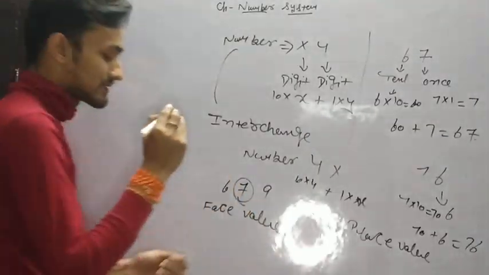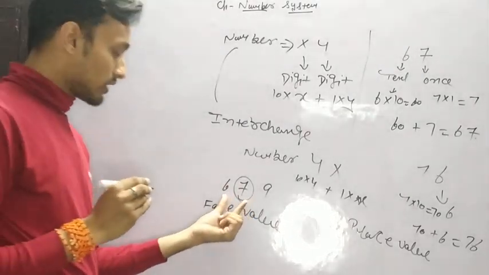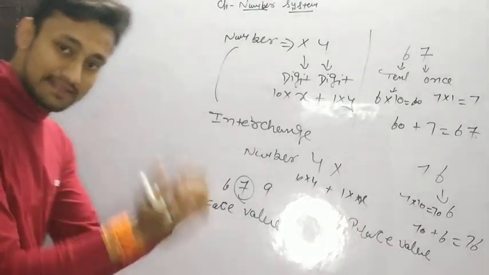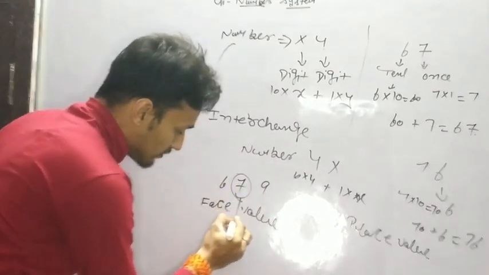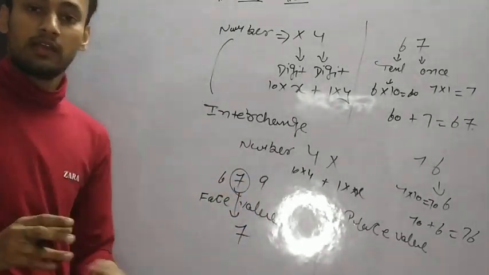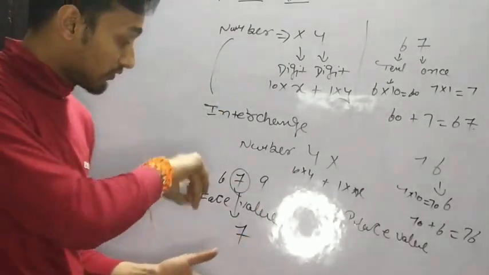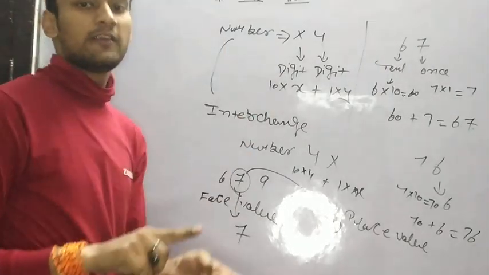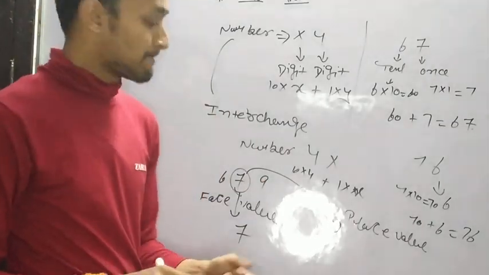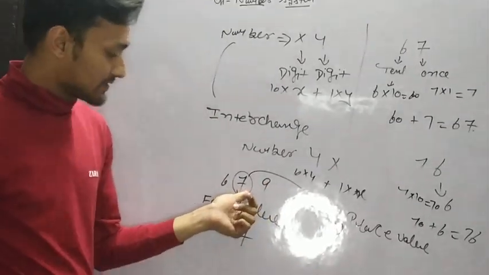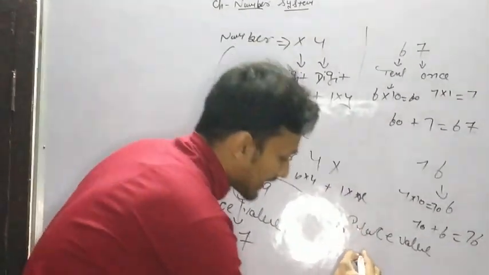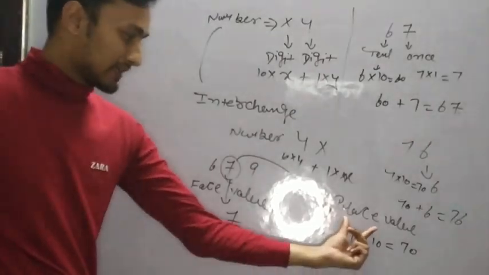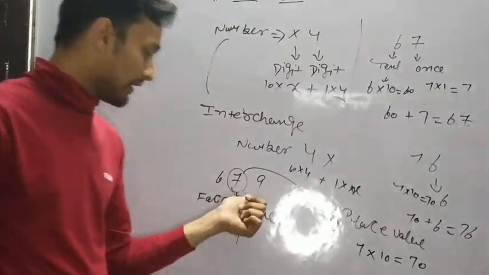Let's take the example of 7. The face value of 7 is exactly what it is, 7. Nothing will be changed in it. But when we talk about the place value, things will be changed. Definitely it will be changed. Now the 7 is on tens place, so that will be considered as 7 into 10, 70. The place value of 7 is 70 here.